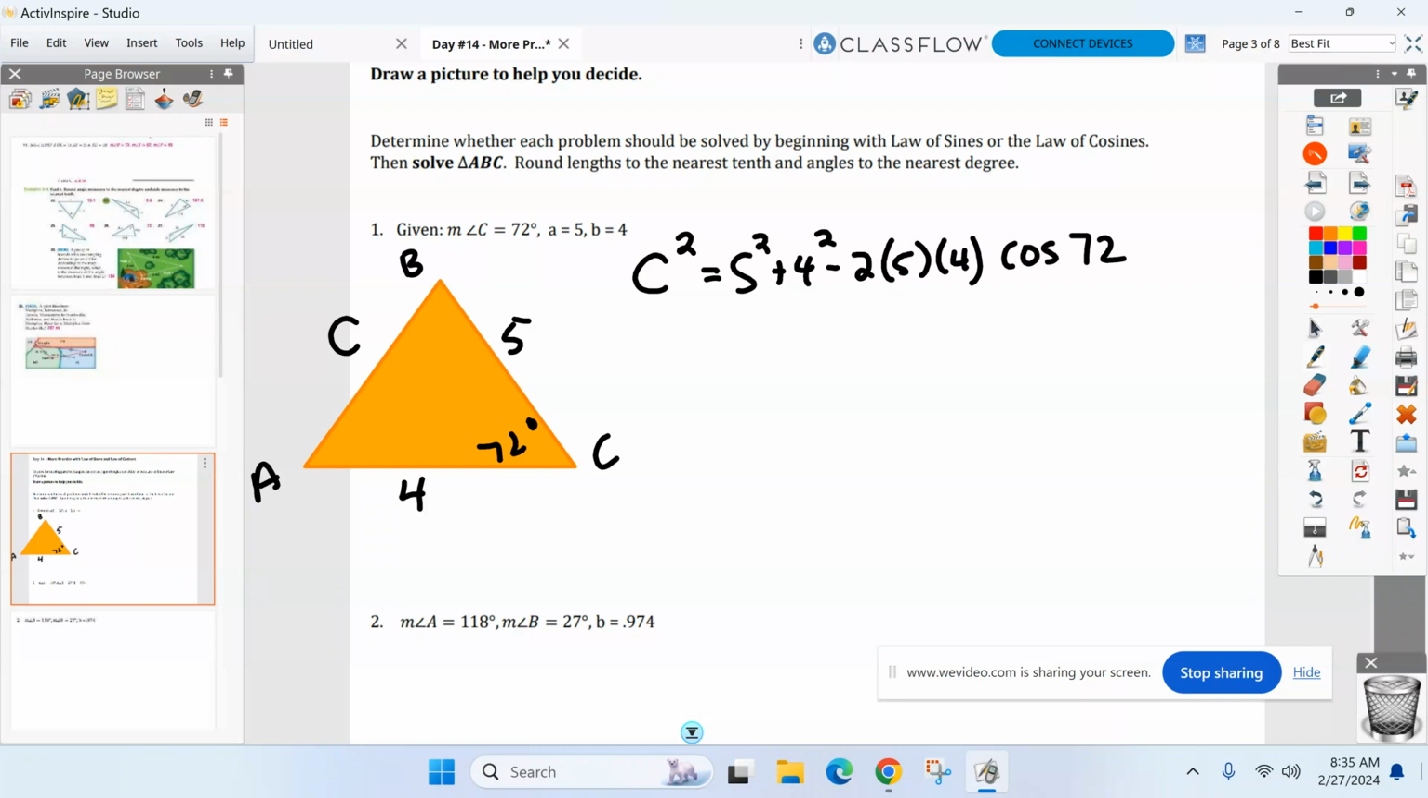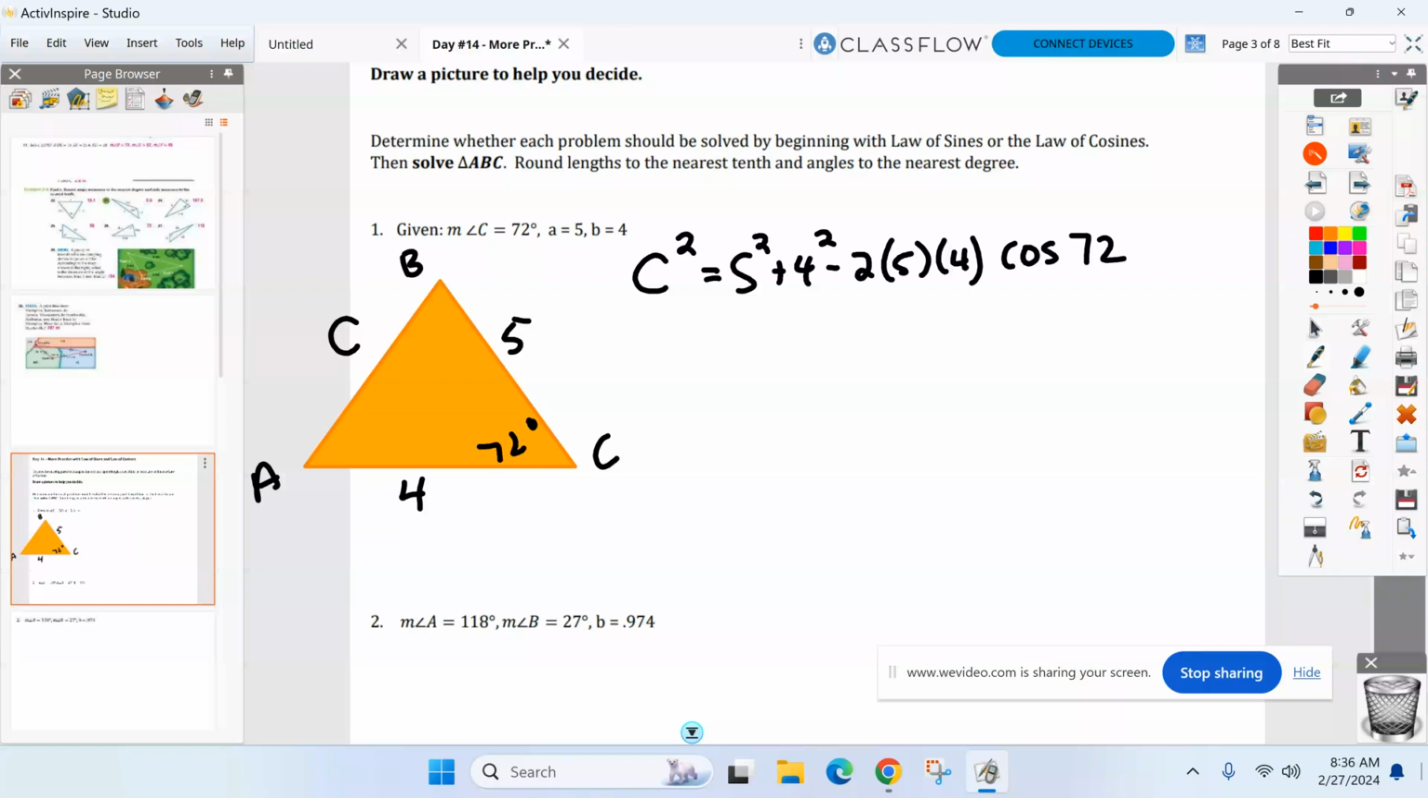Okay, and then final thing before I let you go, remember if you have 2 angles, don't stress yourself out and make your life harder. Find the third by subtracting them from 180. Right? If you have 2 out of 3 angles, you don't need law of sines or cosines again. Just subtract the 2 from 180, and you got the third angle.